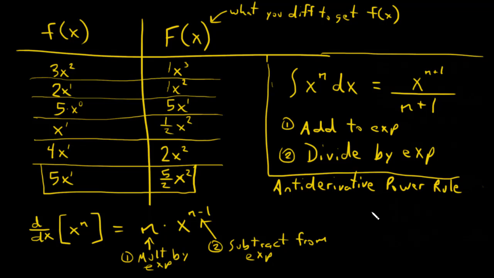Okay, so let's clear this and do some examples with the power rule. Let's do the integral of x to the fifth dx. Well, the power rule says I add 1 to the exponent, so x to the sixth, and then I divide by that exponent, over 6, plus c. And that's exactly right.